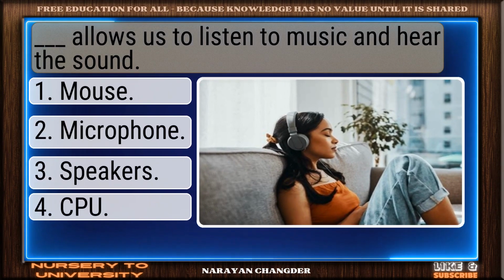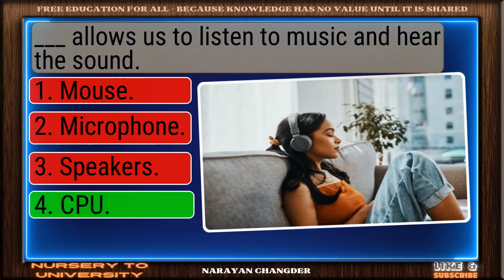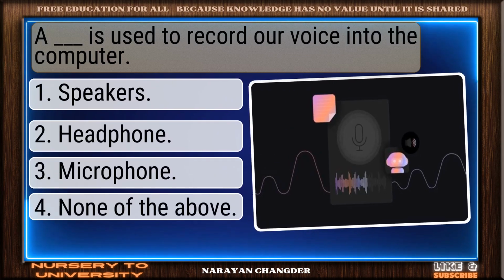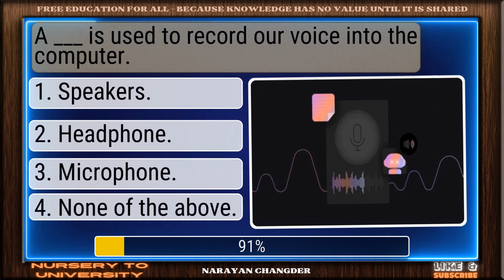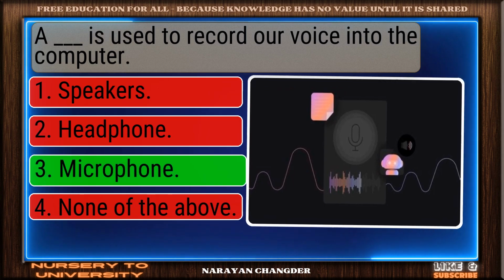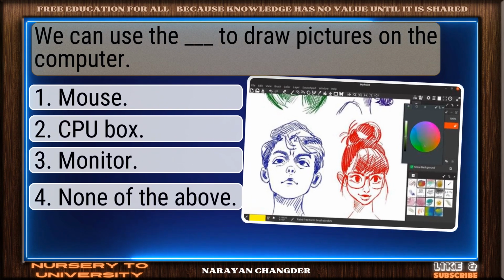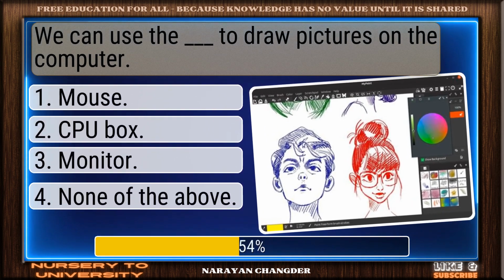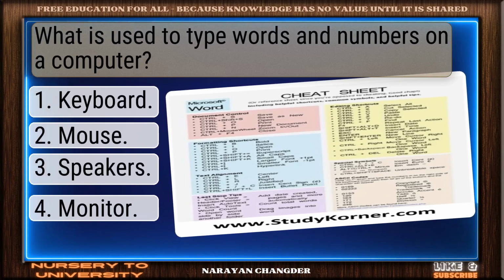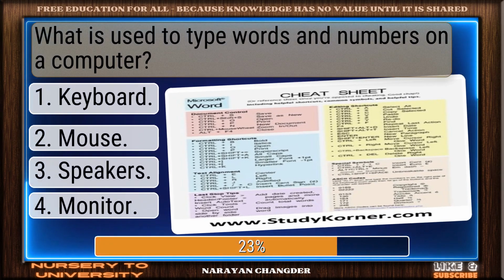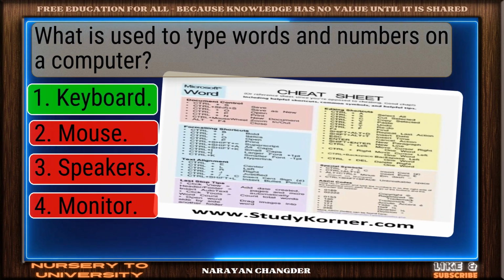Dash allows us to listen to music and hear the sound. Solid response. CPU is a valid choice. A dash is used to record our voice into the computer. Well done. Microphone is the right choice. We can use the dash to draw pictures on the computer. Smart pick. Mouse is the correct choice. What is used to type words and numbers on a computer? Strong choice. Keyboard is the right answer.